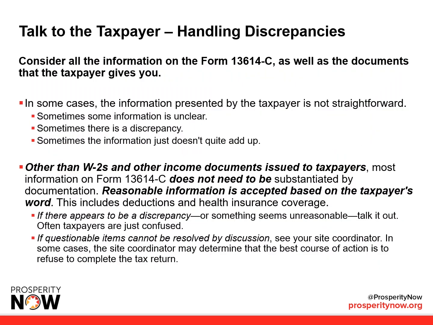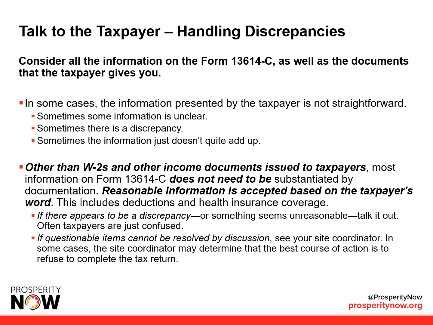If you see a discrepancy, what do you do? In some cases, the information is just unclear, sometimes there is a full discrepancy, and sometimes it just doesn't add up. Other than W-2s and other income documents issued to the taxpayer, most information on the intake sheet does not need to be substantiated by documentation. Reasonable information is accepted based on the taxpayer's word. This includes deductions and health insurance coverage.